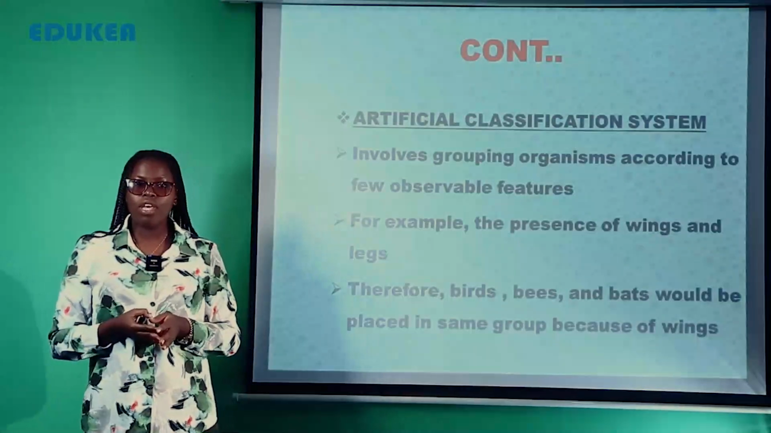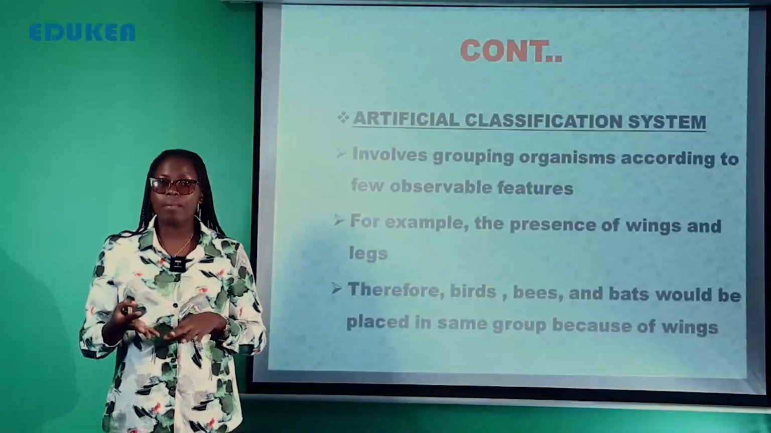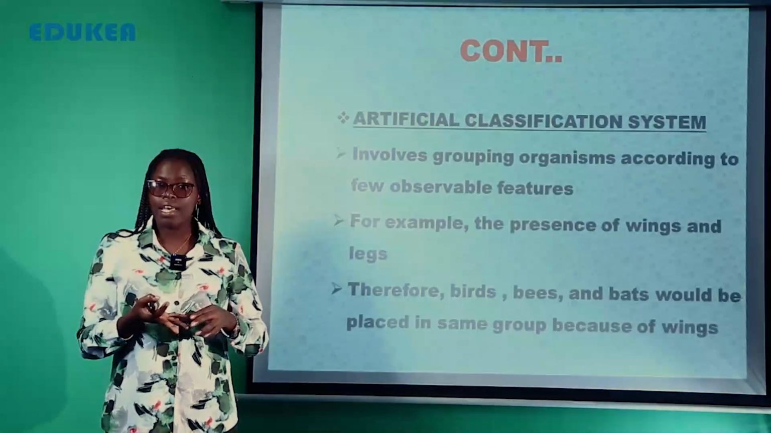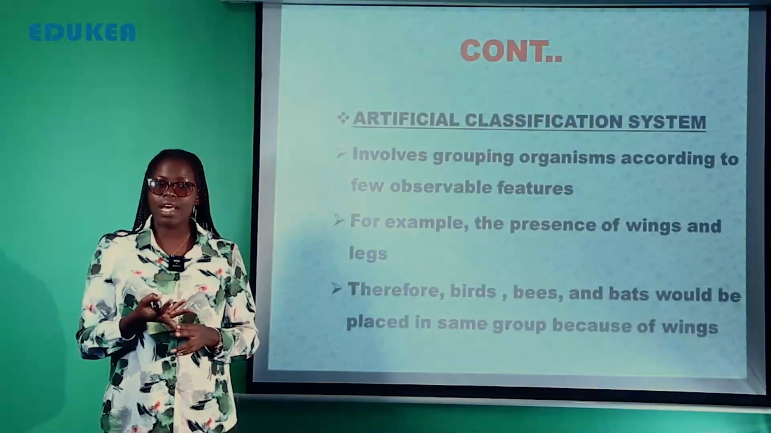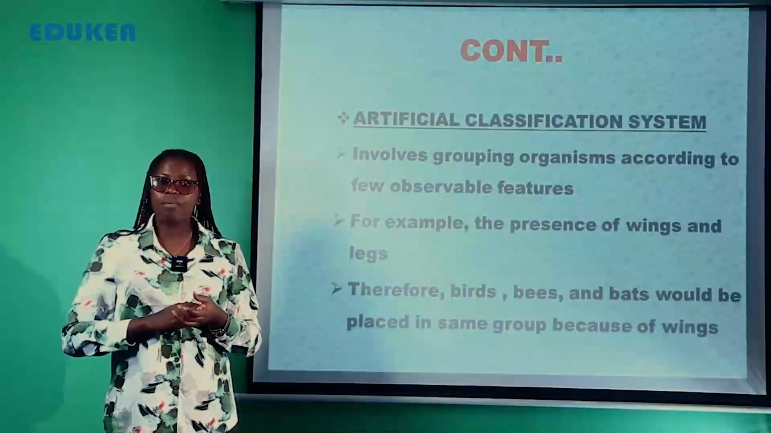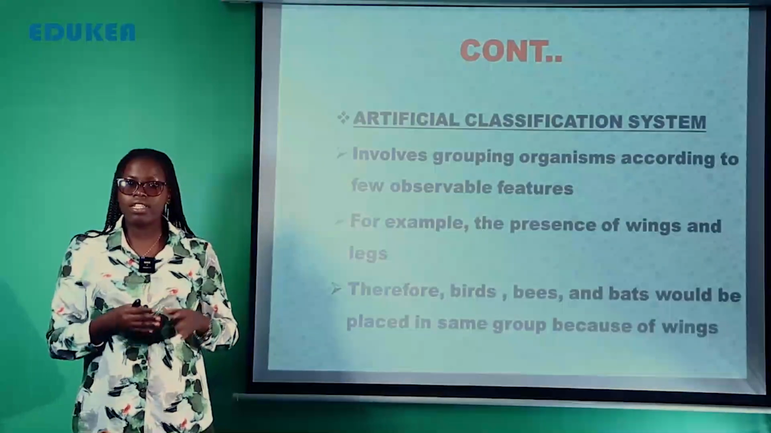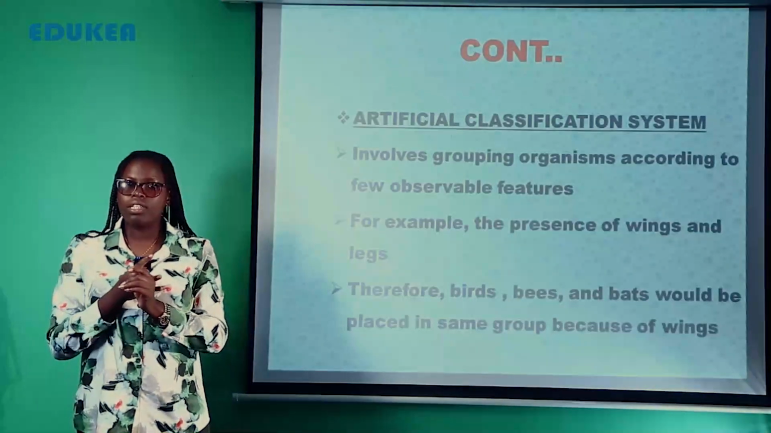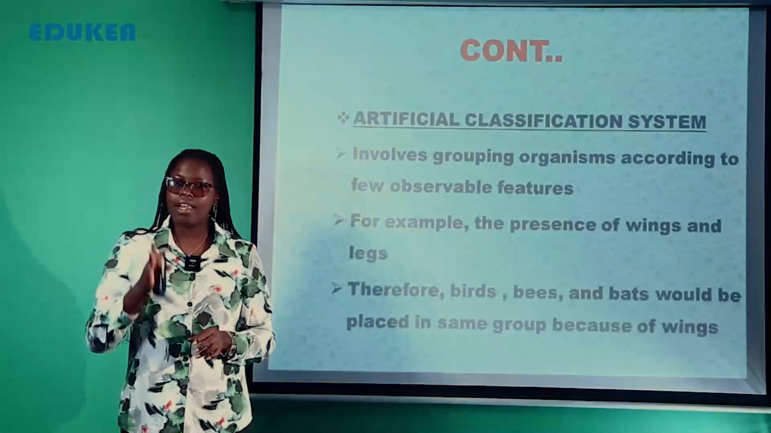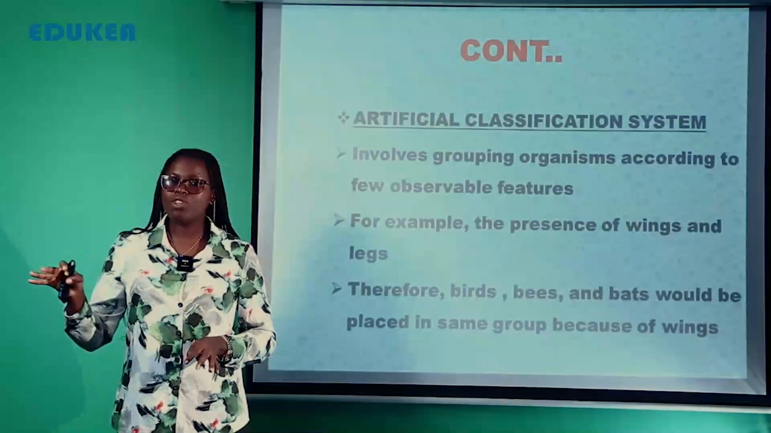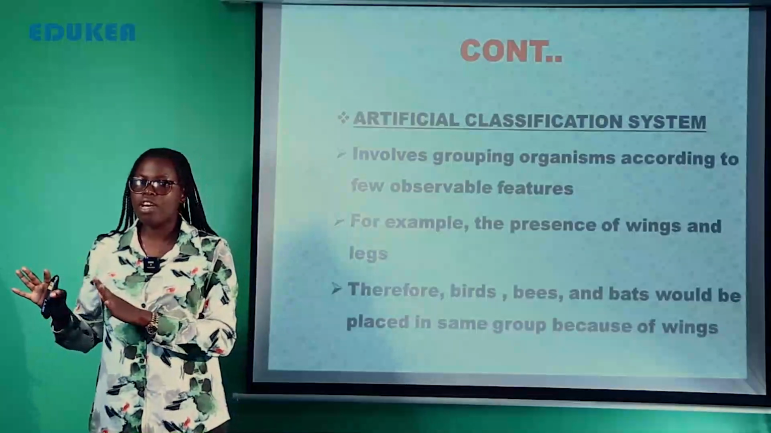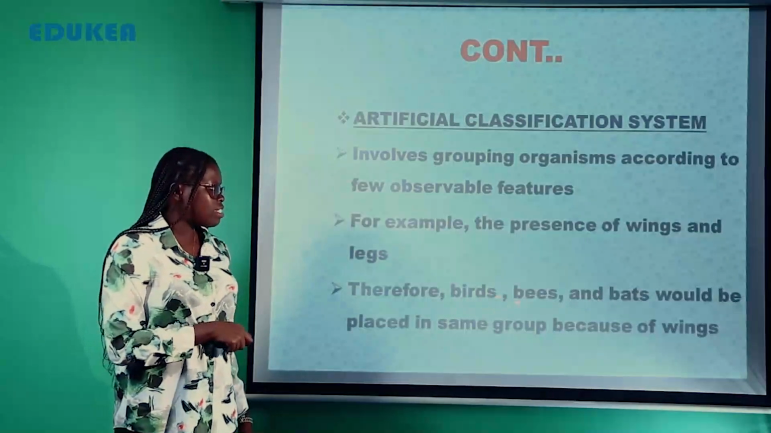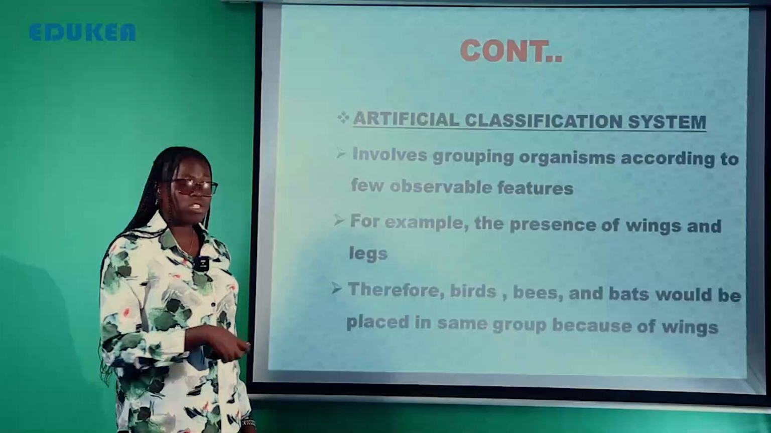Let's take an example. If we have different groups of organisms, we have the bats, we have the birds, also we have insects like bees. Bees, bats as well as birds all have wings, so they will be classified in the same group. And take an example, snail, earthworm, snake. These organisms are legless, so we will classify them into the same group because they do not have legs. So this is all about the artificial classification. Therefore, birds, bees, and bats will be placed in the same group because they have wings.